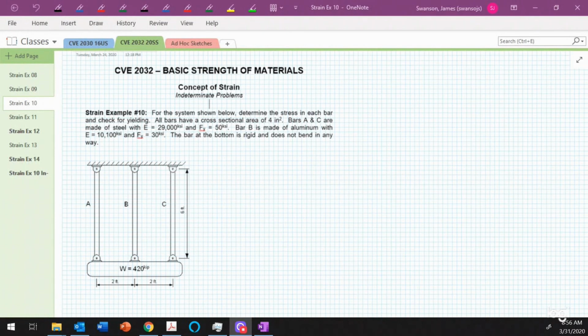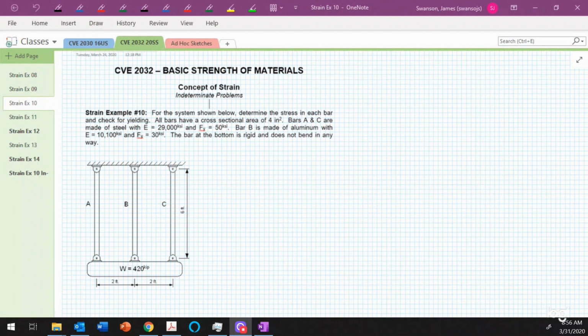Okay, this is strain example number 10, and this represents a new class of problems. This is still within chapter 9 of the textbook, still within the discussion of strain, but this is an indeterminate problem. So it's a new set of example problems and a new module on Blackboard.